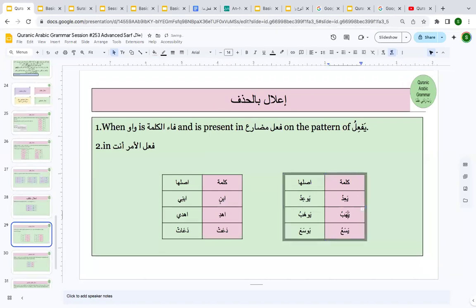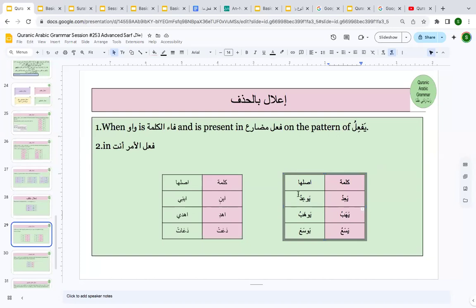Okay, is this clear? When your waw is a foul kalima and is present in fail mudare on the pattern of yaf'ilu, it is going to get dropped. And there is also another case: it's going to get dropped when the ain or lam kalima is from harufe halkiya. When the ain or lam kalima of yaf'alu fail is from harufe halkiya, it also gets dropped in those cases as well. Is this clear to all of you?